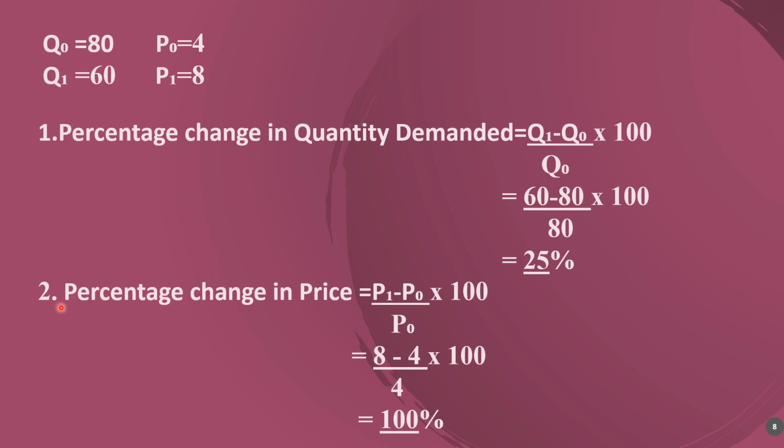The second step, percentage change in price equals P1 minus P0 upon P0 into 100. After substituting, we write 8 minus 4 upon 4 into 100, which is new price minus original price divided by original price. So you get 4 divided by 4 into 100. The 4 and 4 cancel and you get 100%. That means a 100% change in price brings about a 25% change in quantity demanded. Let us move on to the next step.